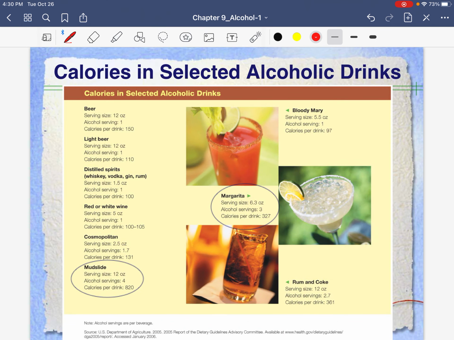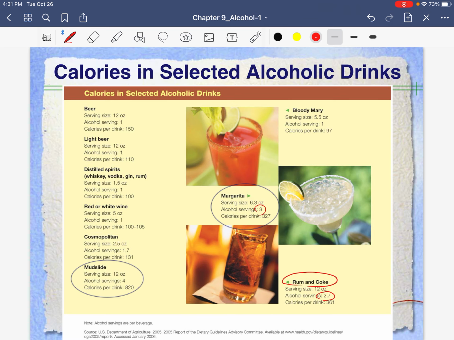Here are some examples. You don't have to know these, but you can see what's interesting about some of the servings. I already gave you the rum and Coke example down here. A 12-ounce rum and Coke contains 2.7 alcohol servings. Whew. Think about a mudslide. You get to these mixed drinks. Whew, 820 because you're adding cream in there. Whoa, a margarita? Well, that's kind of delicious, I think. But this is 3 alcohol servings. So the recommendations were 1 alcohol serving per day for women, 2 alcohol servings per day for men. So it quickly adds up.